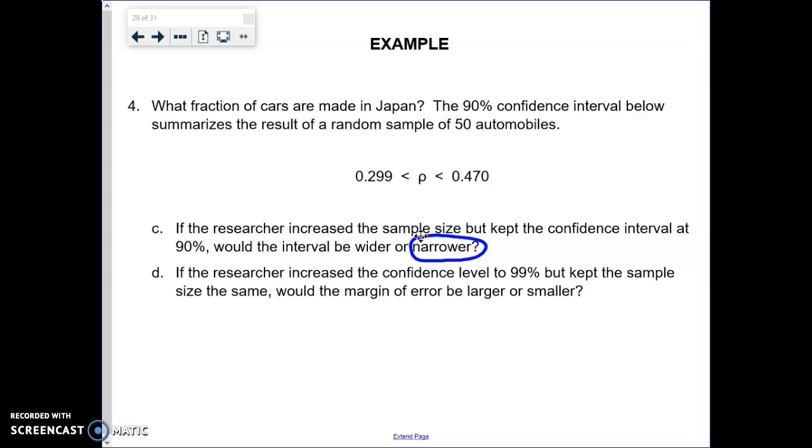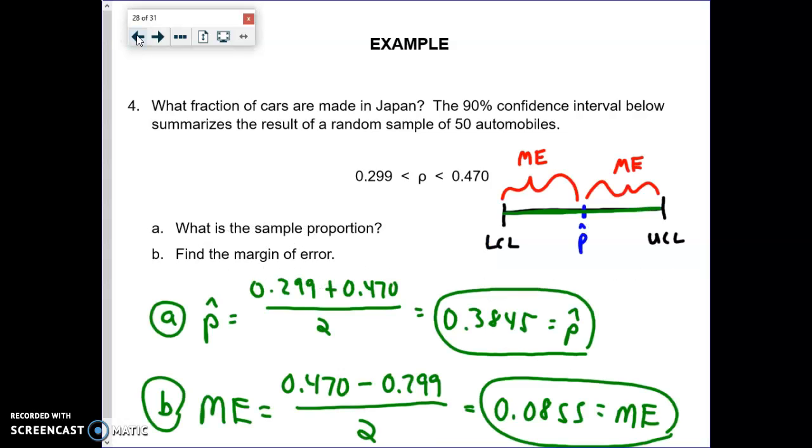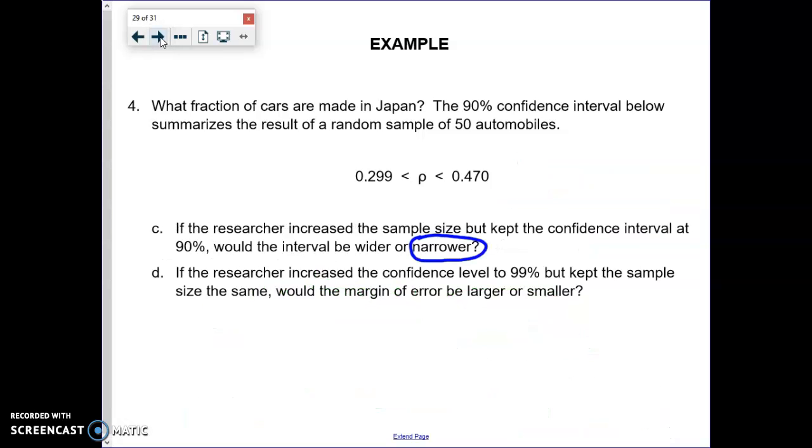Now, if the researcher increased the confidence level to 99% from 90%, but kept the sample the same size, what would happen to the margin of error? Now remember, the margin of error, if we go back, ladies and gentlemen, is basically these values right here. It's this distance and this distance. So if your interval gets narrower, your margin of error would be smaller. If your interval gets wider, your margin of error would be larger. So basically we're just saying what happens to the interval.